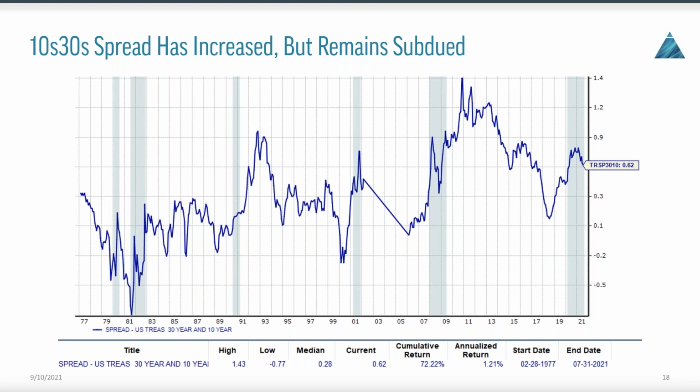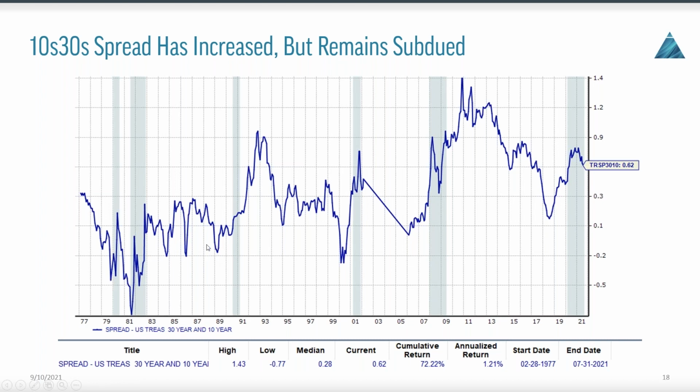Again, if you look at spreads here, the 10 to 30 spread, we see that the spreads have increased, but they remain subdued. Keep in mind, the spread always narrows right before a recession hits, and the spreads have been a remarkable forward-looking indicator for recessions. And we see that, in almost every recession dating back to the 70s here, the spread has really tightened right before that happened. And so we see that spread hitting lows here right before the recessions of the late 70s, during that hyperinflationary period.